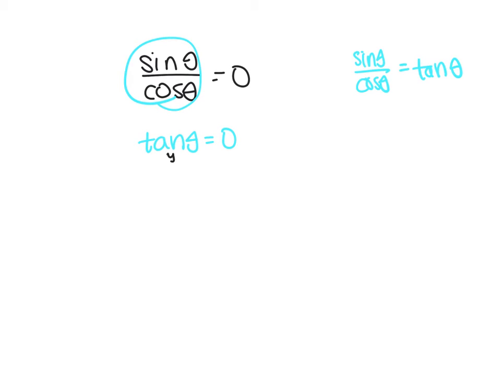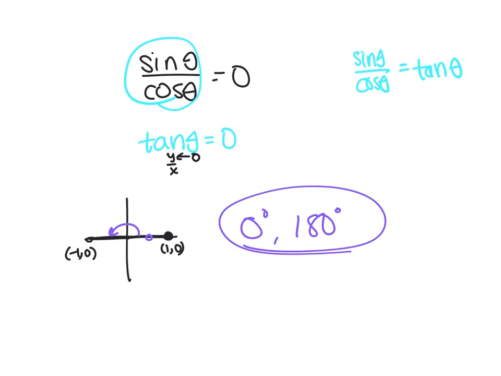Again, this turns back into the problem we're used to. Tangent of theta is y over x. For y over x to be 0, that means the numerator, the y, has to be 0. So look on your unit circle. Y is 0 over here at (1, 0) and to the left at (-1, 0). Those angles are 0 degrees and then 180 degrees. Again, the whole point of this is recognizing when you can substitute other trig functions in to simplify a problem.